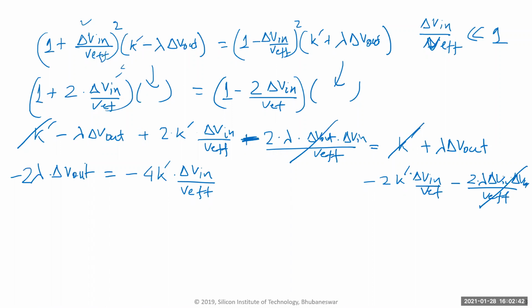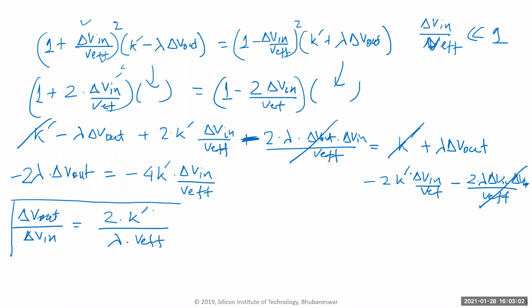So if I now take delta V out over delta V in, that's equal to 2 times K dash over lambda times V effective, right? And for this K dash, I'm going to just substitute that term right now. What was the K dash term? 1 plus lambda times VDD over 2, right? So I'll write it as 0.5 times lambda VDD, okay?